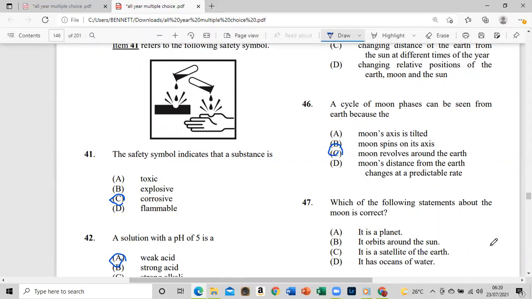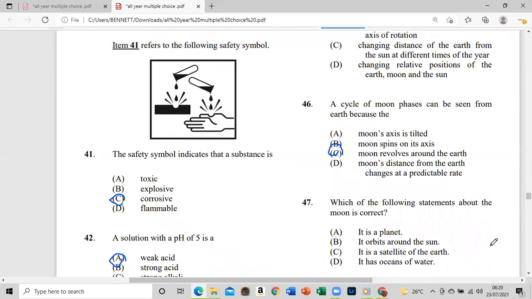Which of the following statements about the moon is correct? It's a planet. It's an orbit around the sun. It's a satellite of the Earth. It is. Oh, Jesus. What am I saying? It's a satellite of the Earth. All right.